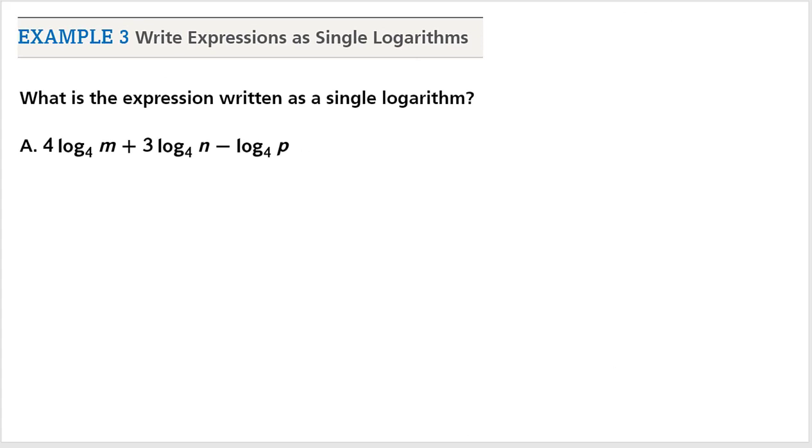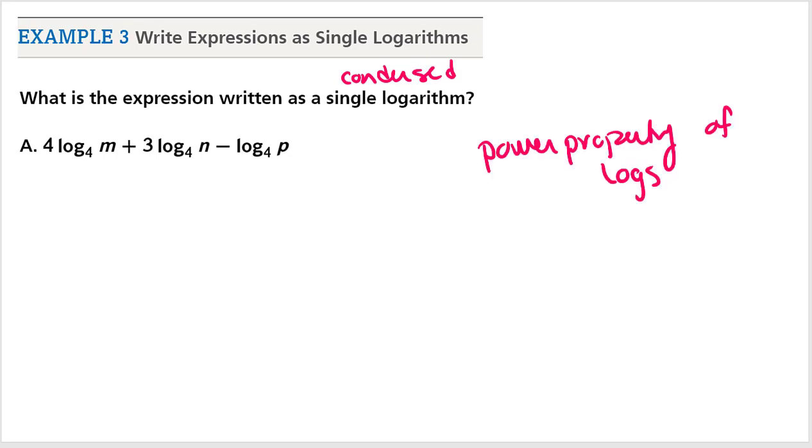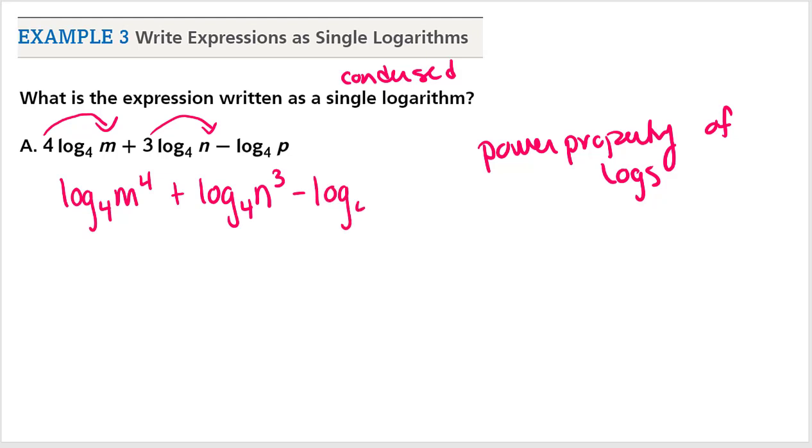Now we're going to change into a single logarithm or condensed. So you'll see that we start with 3 logarithms here. The first thing we're going to do is apply our power property. So we're going to take that multiplier in front and it's going to become an exponent. So we get log base 4 of m to the 4th plus log base 4 of n to the 3rd minus log base 4 of p.